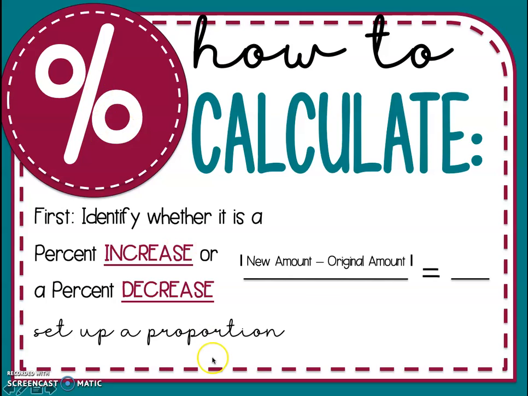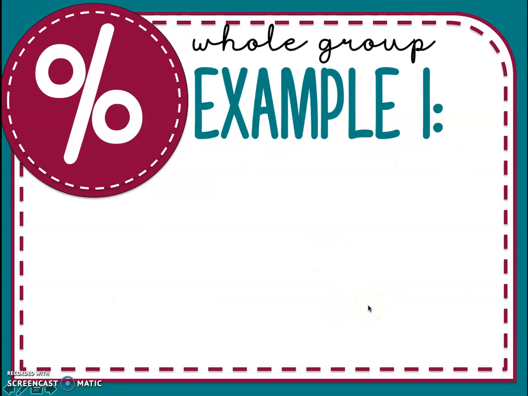So we would have the absolute value of the new amount minus the original amount over your original amount, and set that equal to a percent over 100. Now, again, the reason that these are in absolute value bars is because we want our answer to be positive. So sometimes the new amount, in the case of a percent decrease, will be lower than that of the original amount, and you would get a negative answer here, but we want the absolute value of it. So we're really just looking for the difference between the two amounts over the original amount. Okay, so let's take a look at an example.